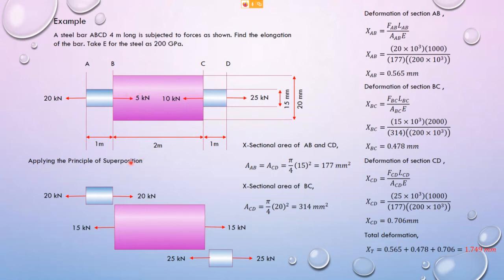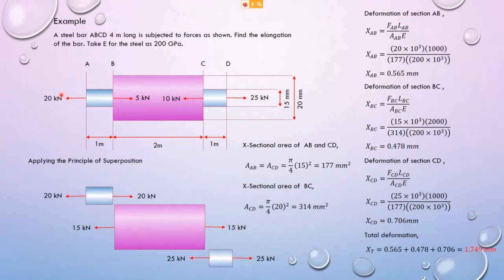Then you apply the principle of superposition, splitting it up into 3 sections as shown. Usually I draw it below the original diagram so that I can see which section I am referring to. For example, this is section B, so I can see section B throughout here, and this is section C, so I can see C throughout here. So split it up into 3 parts: Part 1, Part 2, and Part 3, AB, BC, and CD.